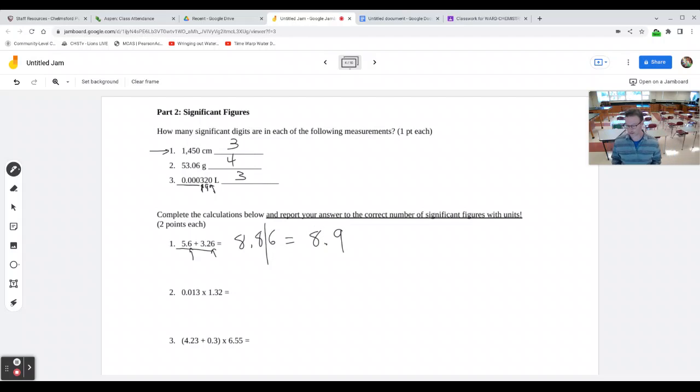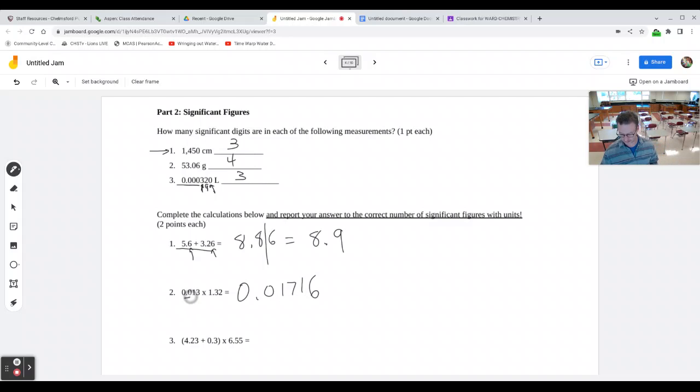In the next question, we're multiplying. So the rule with multiplying and dividing is different from the adding and subtracting rule. Multiplying and dividing, you have to take the number with the fewest significant figures overall, regardless of decimal places, and round your answer to that many significant figures. So when I run this calculation, I get 0.01716. That's the full result in the calculator.